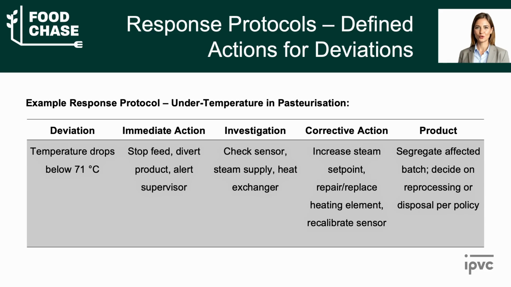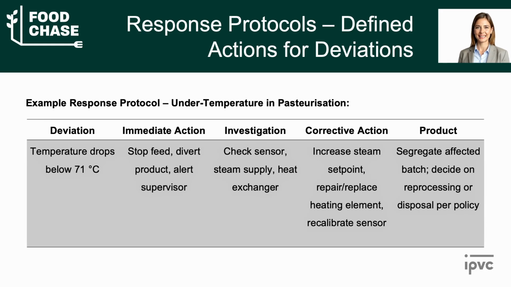Let me walk you through a realistic example. A pasteurizer temperature drops below the operational limit of 72 degrees. The protocol says, immediately stop feeding product into the pasteurizer. You do not want more product to pass through at low temperature. Divert any product that is currently in the pasteurizer to a holding tank, not to the finished product storage. Alert the supervisor or shift manager immediately.